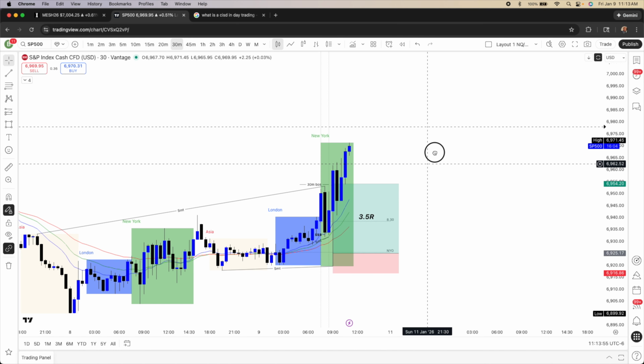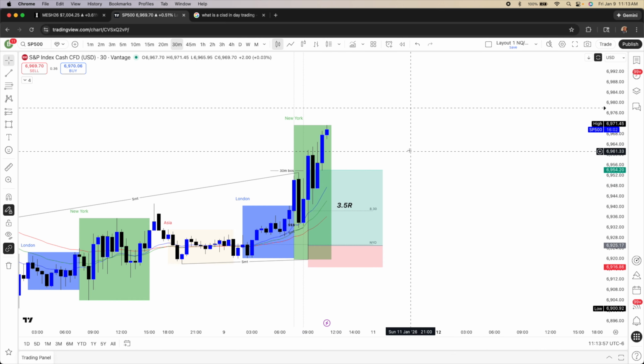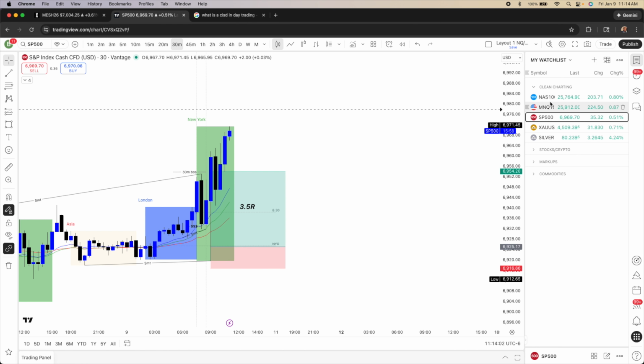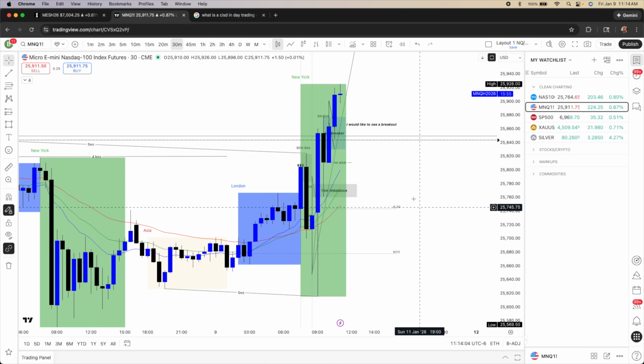So without further ado, let's get right into the trade recap. So today I was looking to trade the NASDAQ / the S&P 500. So initially I was looking at the NASDAQ.